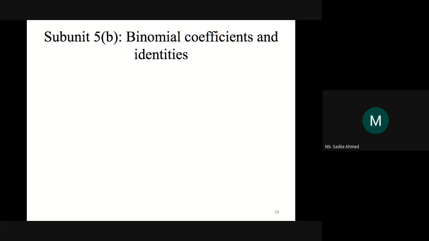So binomial coefficients we'll start here and finish up on Saturday, and then we'll start with induction. The syllabus for quiz 5 is the entire unit 5. That is generalized permutation combination and then binomial coefficients and identities. We'll be done with this by Saturday for sure.